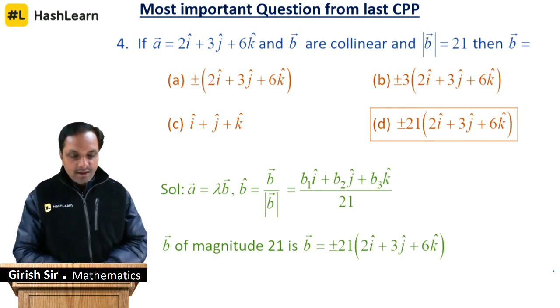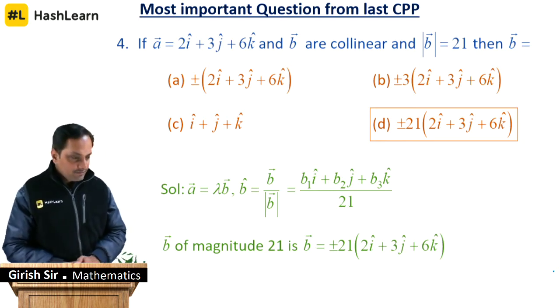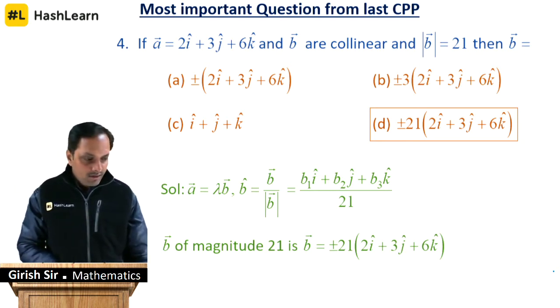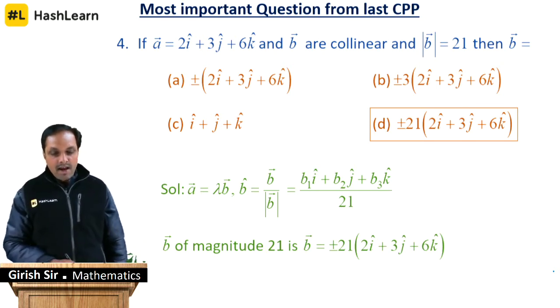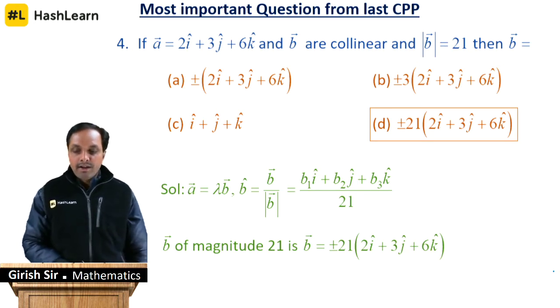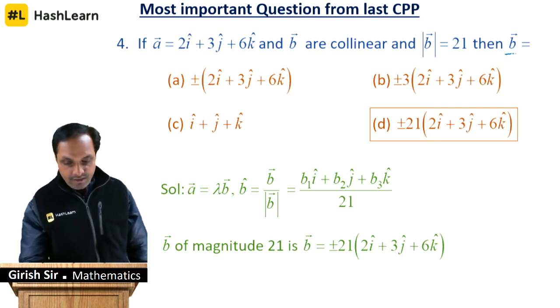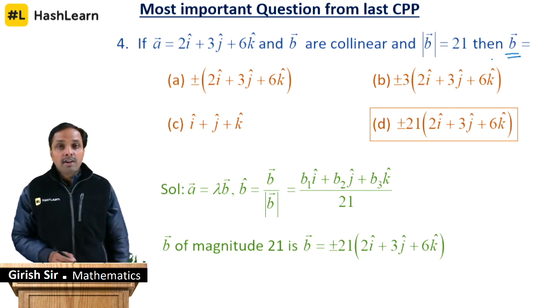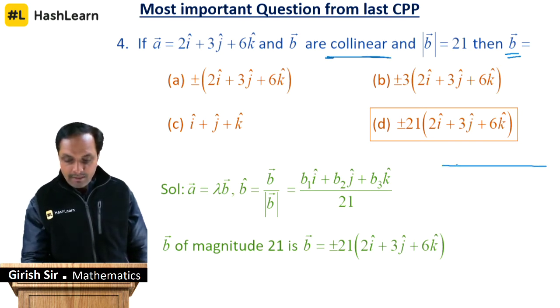They are telling you that the vector A, 2i plus 3j plus 6k, and the vector B are collinear, and the magnitude of B is given as 21, and they are asking you what this B vector is. You know that the meaning of collinear vectors is they lie on the same line.